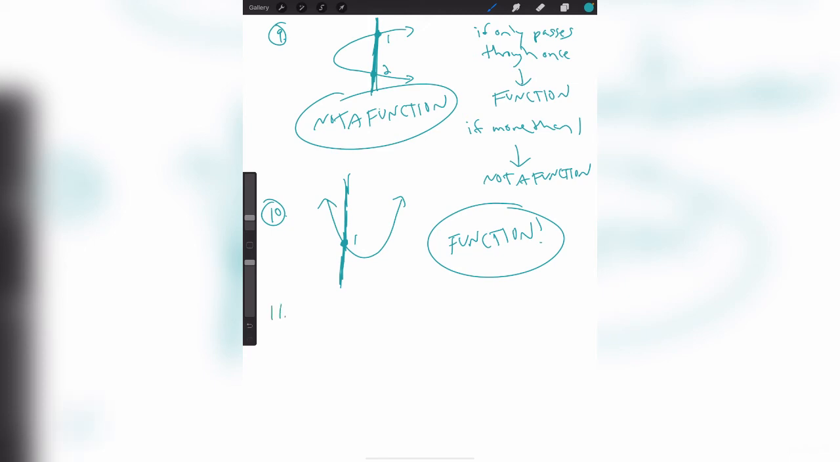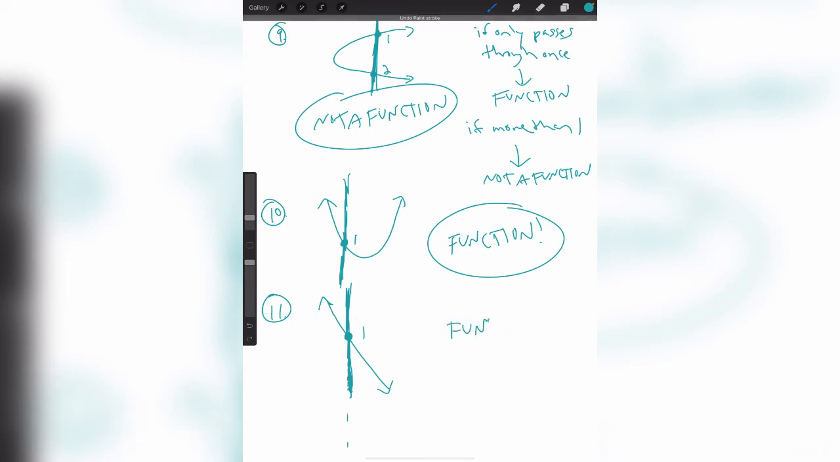And number 11, we'll do one more. And here's one. The line kind of moves like this. So if I do my vertical line test, and I just draw a straight line going down, this is my line. How many times does it pass through? Only one time. So this is also a function.